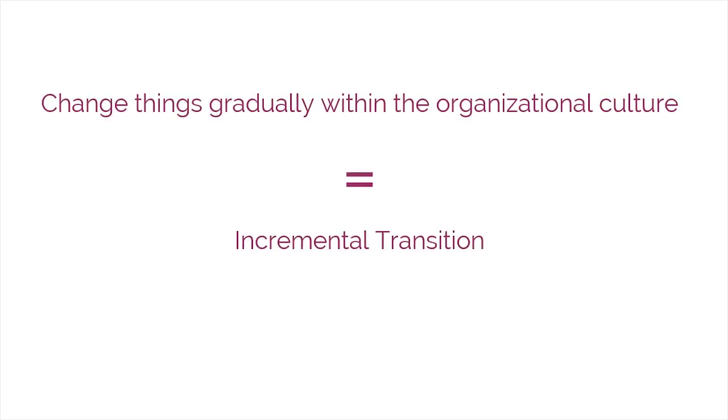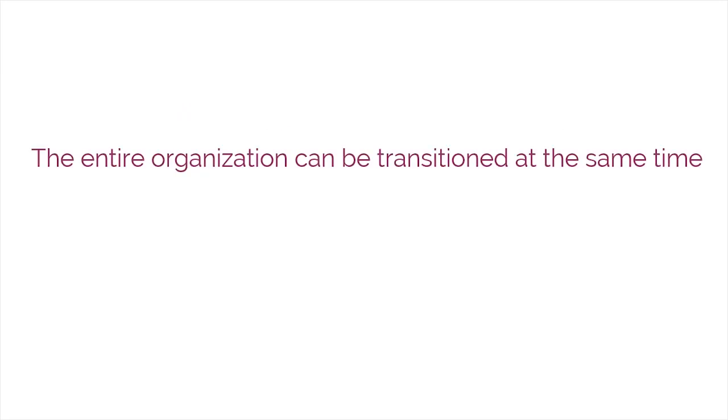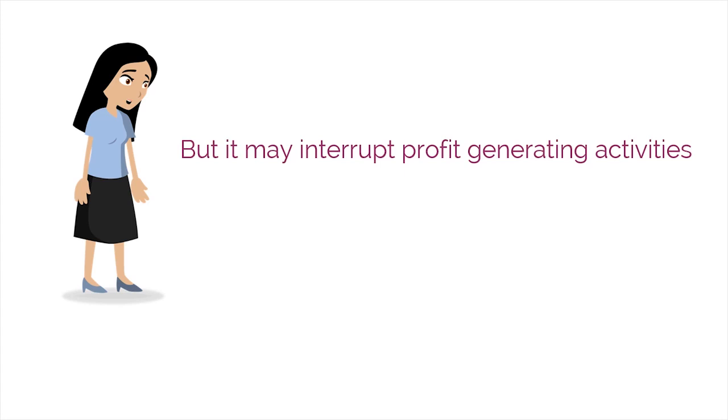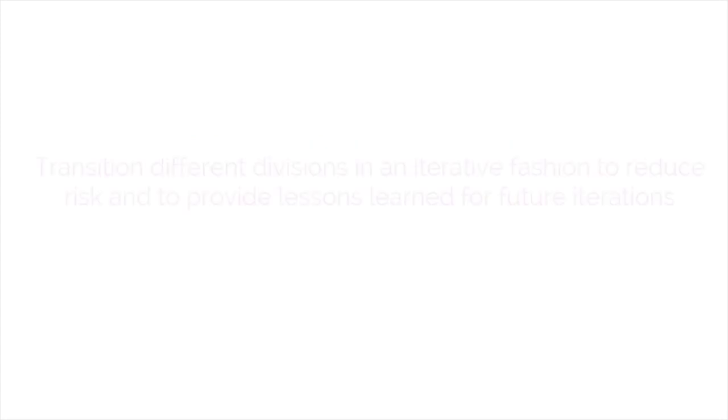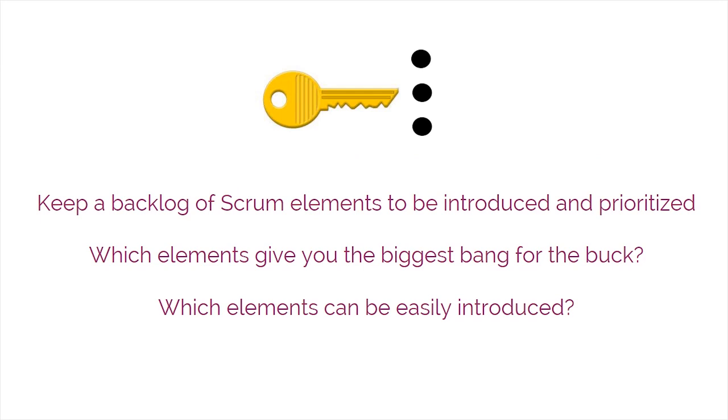Another possibility is to change things gradually within the organizational structure. Then the transition to Scrum will be incremental. An aspect of transition to consider is how much of the organization requires a transition to Scrum methods. The entire organization could be transitioned at the same time. However, this method is prone to problems that may interrupt profit-generating activities. Therefore, it is more advisable to transition different divisions in an iterative fashion to reduce risk and to provide lessons learned for future iterations.